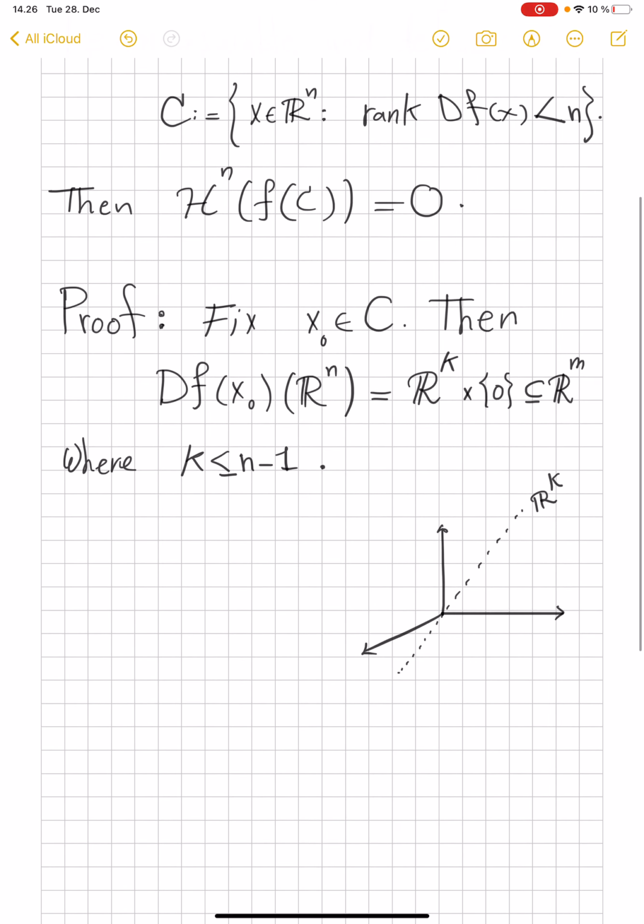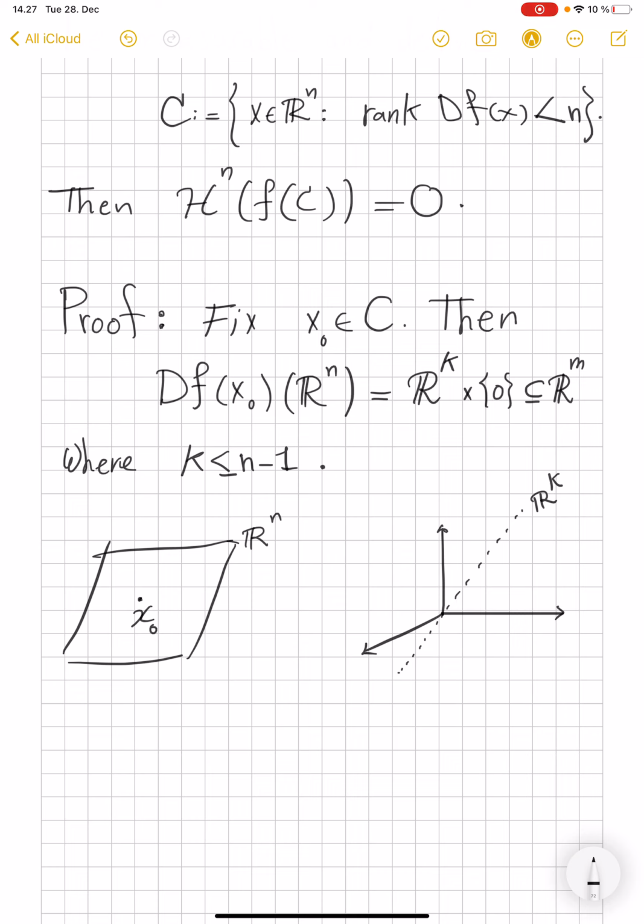And again, without loss of generality, we can assume x0 is at 0, f of x0 at 0, so all sorts of these simplifications we can do if we want to. Actually, I'm not going to do this particular simplification. So you have x0, and the derivative, the linear map, takes all of this Rn into a subspace with dimension less than n.